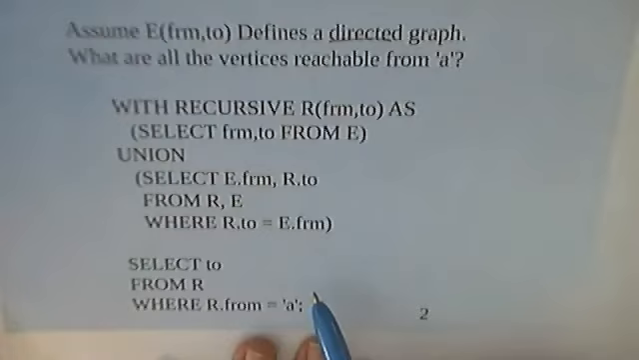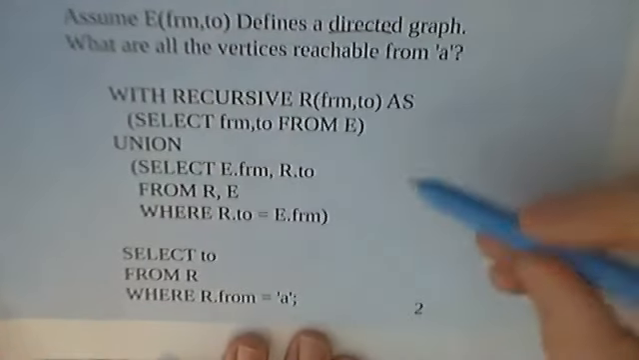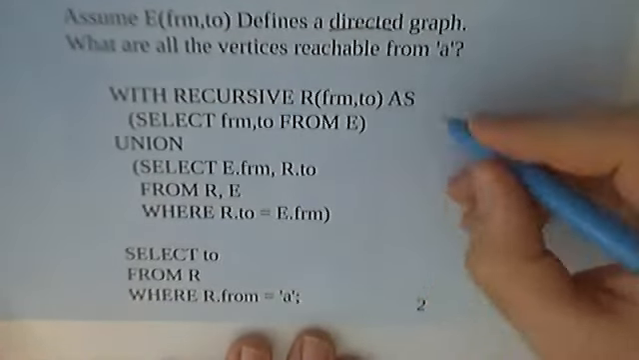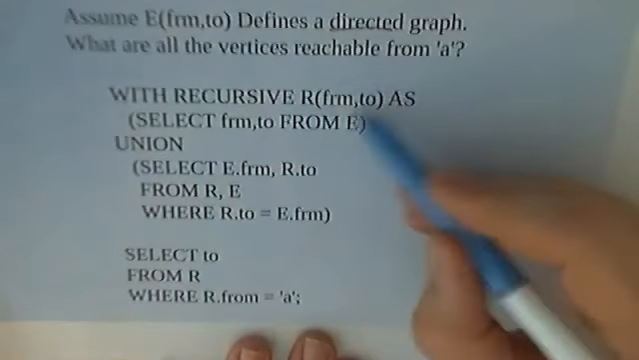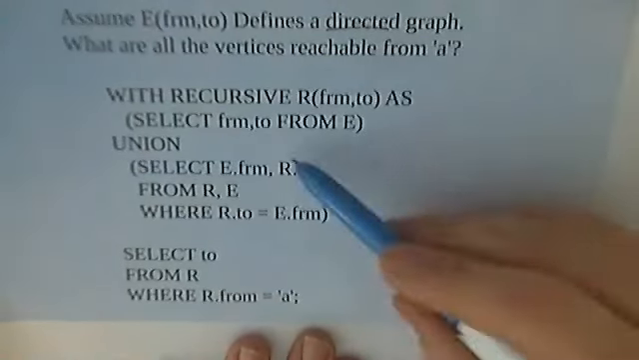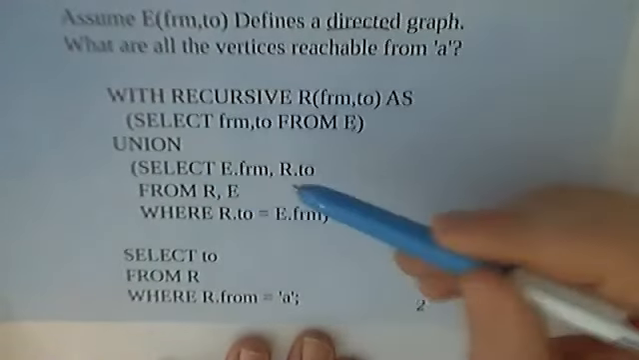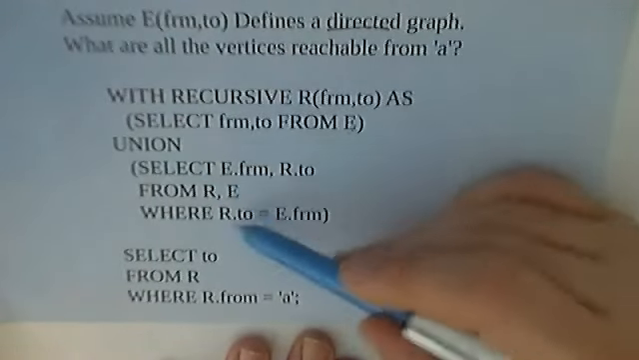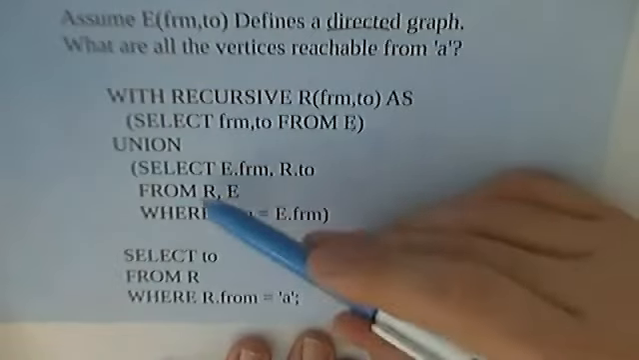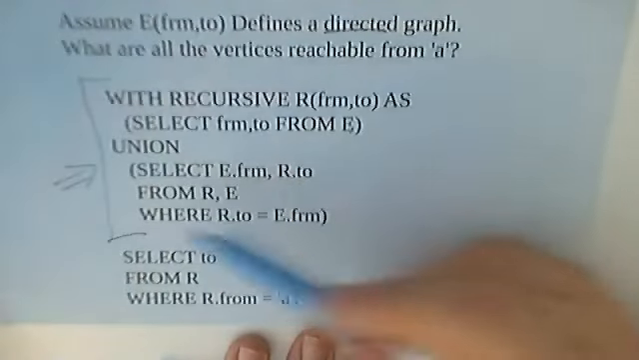I think it does. Anyways, basically what it says here is, here's the base case. With recursive R, where R is from and to, here's our base case where we're just taking in things from E, and then we're unioning. And then we're doing this join between E and R here, right? So you have all this right here in the with clause. This is setting up the recursion.